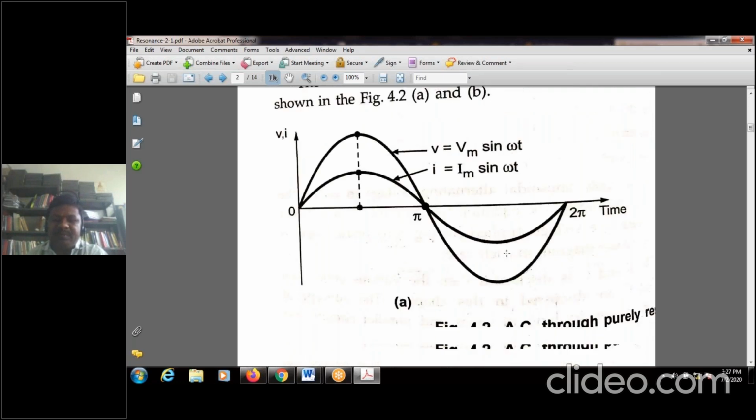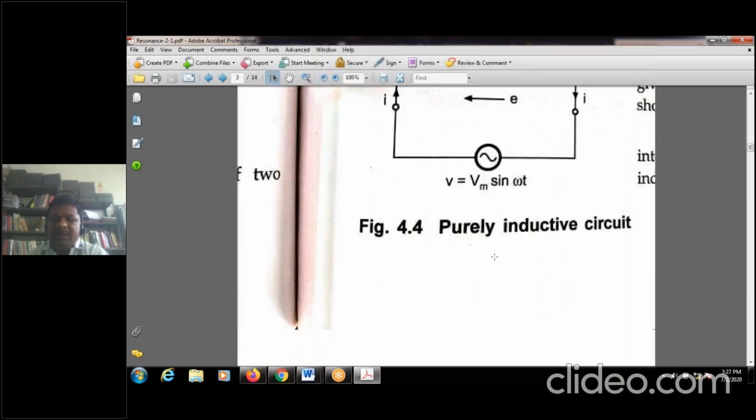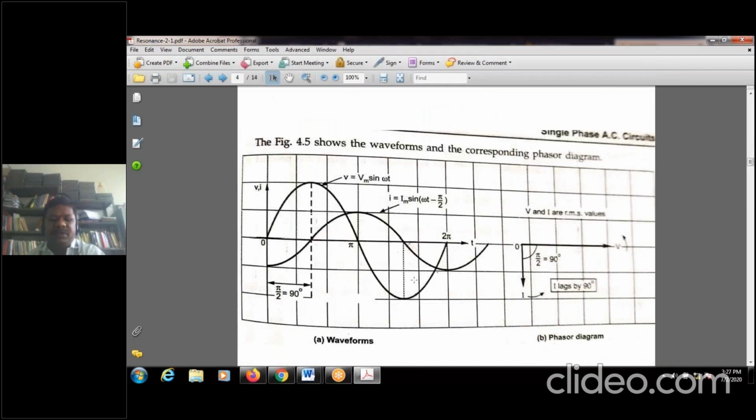Then coming to the inductor, this is the pure inductor. The applied input voltage is the same, V equals Vm sin omega t. Now we observe the response. This is the input signal, and this is the resultant current. The final conclusion is that I lags. Voltage leads by 90 degrees, or the current lags in an inductor by 90 degrees. Observe in this second graph, the resultant current lags by 90 degrees.